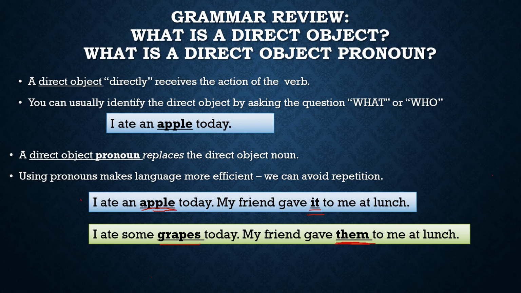Well, apple is singular, right? Just one apple, so we say it, but grapes are plural, more than one grape, right? So we use them. That's the direct object pronoun that we use to talk about plural things. So that was a quick review in English. Now we're going to do the same thing, learn how to do this in Spanish.